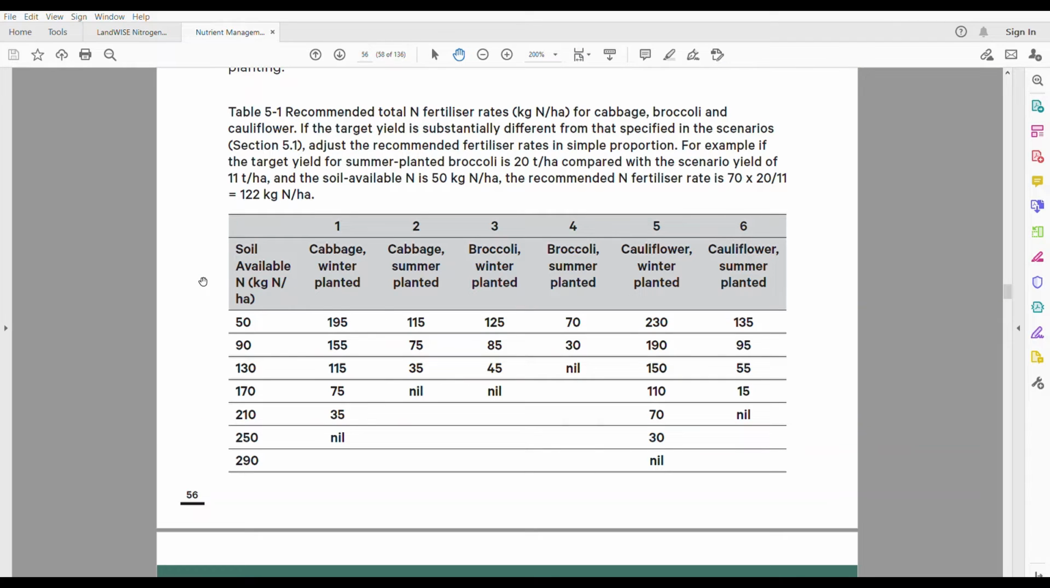The yield expectation and the soil test results are fed into the guidelines in the Nutrient Management book. See Table 5.1 on page 56 for broccoli, cabbage and cauliflower crops. Feeding in the 16 tonnes per hectare yield expectation and soil nitrogen test of 90 kilograms per hectare, the Nutrient Management Guidelines recommend applying 85 kilograms per hectare of N to grow the crop.